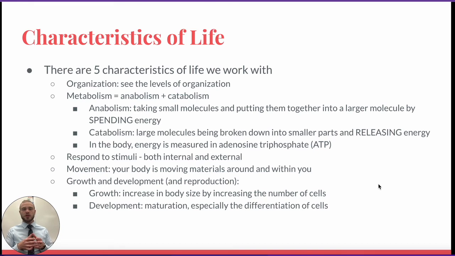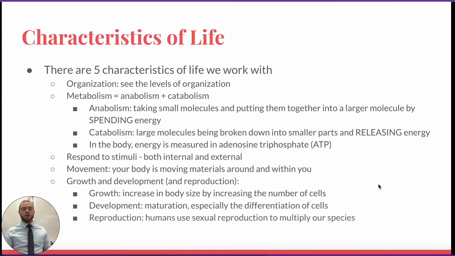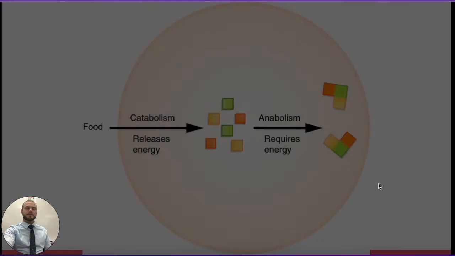So when you first start, you are very, very generic cells, because you think that one cell that you start with needs to be able to give rise to all other types of cells that you have in your body. And so you have to be very generic, but as you get older, you want them to be more specific so that they can do their job better. And then with reproduction, you're going to increase the number of your species, and humans, we use sexual reproduction to do that.